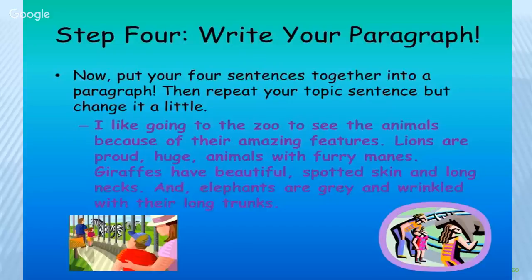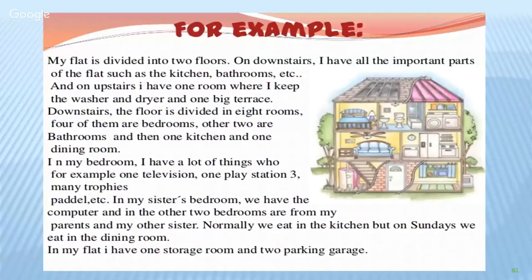My flat is divided into floors. Downstairs I have all the important parts of the flat, such as the kitchen, bathrooms, etc. Upstairs, I have one room where I keep the washer and dryer and one big terrace. Downstairs, the floor is divided in 8 rooms. 4 of them are bedrooms, other 2 are bathrooms, and then one kitchen and one dining room.